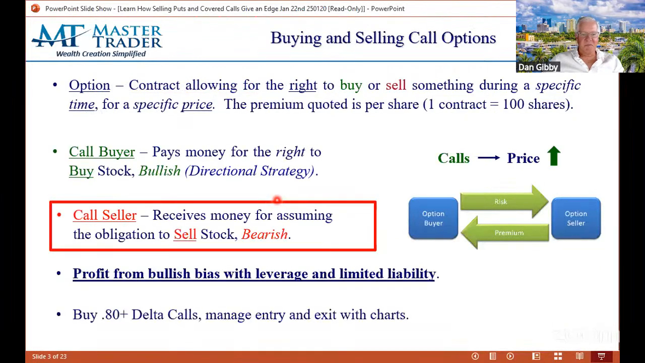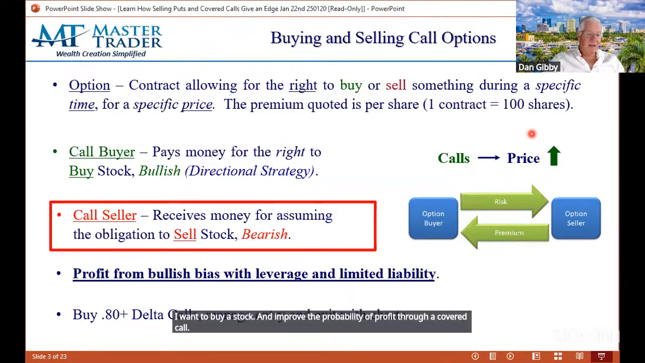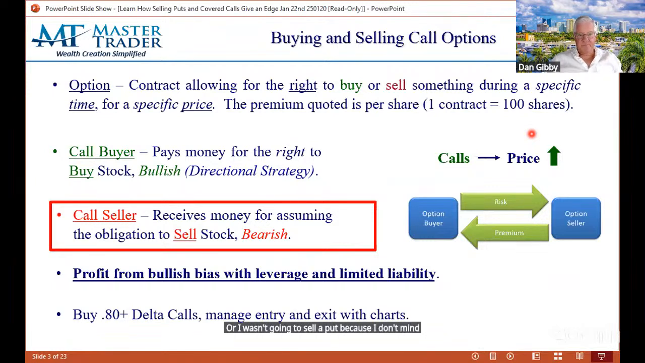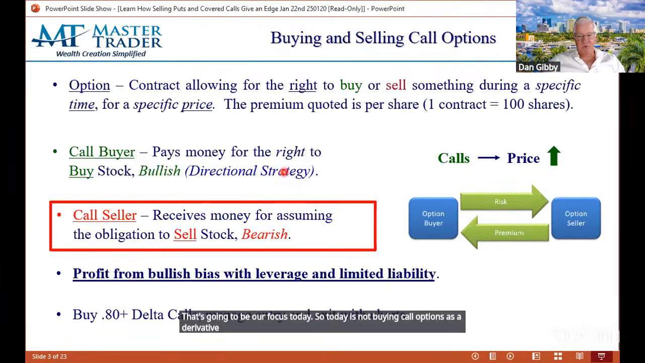All right, just the definitions here today, and that there's all kinds of option trading strategies. Today, we're going to focus on, look, I want to buy a stock and improve the probability of profit through a covered call, or I'm going to sell a put because I don't mind owning the thing. That's going to be our focus today. So today is not buying call options as a derivative to taking a bullish bias on something. But, just start with the basics.